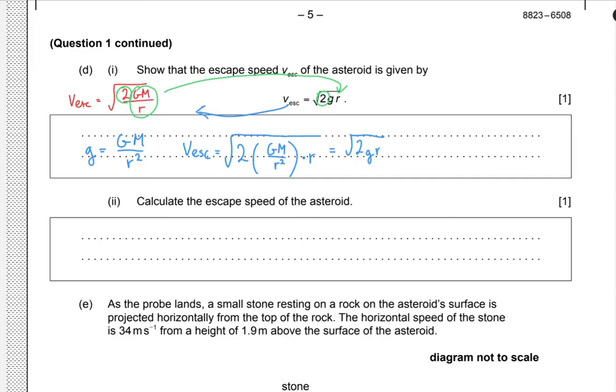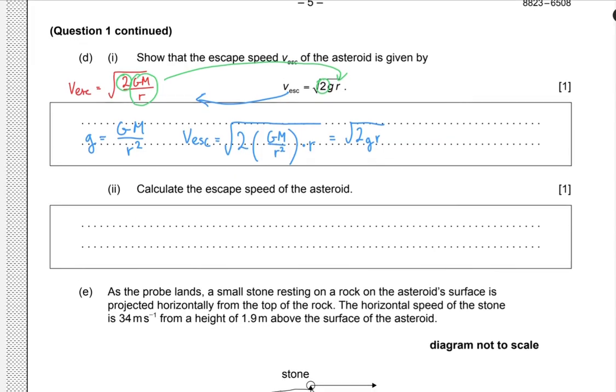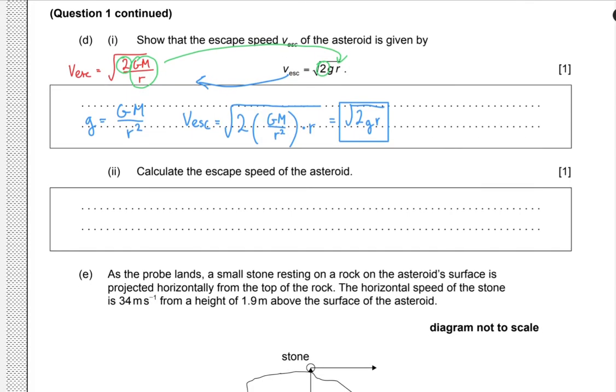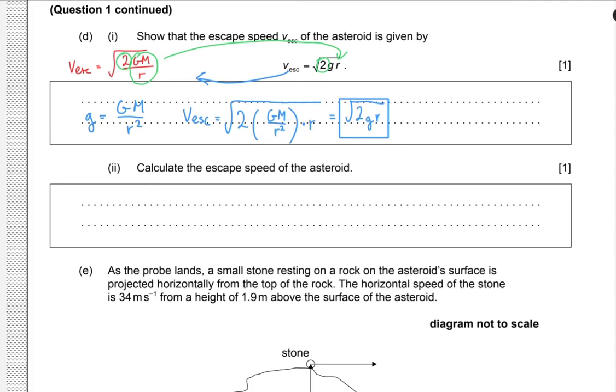Obviously this is not the solution you want to write down, but if you have a scrap paper, you can just think about this method, and then afterwards when you have figured that out, you can write it down the opposite way, which we have done over here, because we always want to start from the equation that we know, and our final equation should be the equation that we need to show in the question. And so now we need to just simply calculate the escape speed of the asteroid.